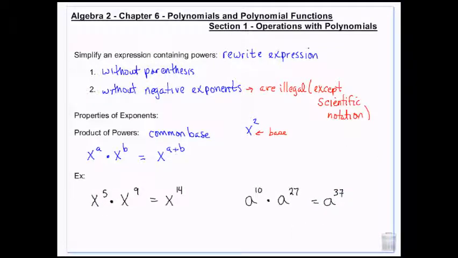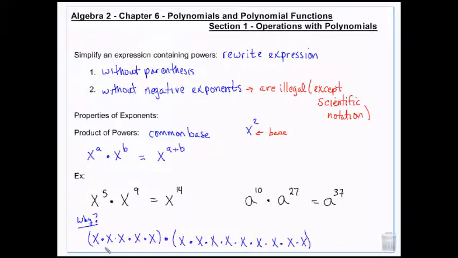And the way this works is because x to the 5th is 5 x's. Right? And if I multiply that times x to the 9th, that's 9 x's, and I'm multiplying them all together, so I would count up all the x's and I would have 14. Well, you don't want to have to write all this out. That's annoying, especially when you get into large powers like this. So you just add them. But this is why we're adding them.